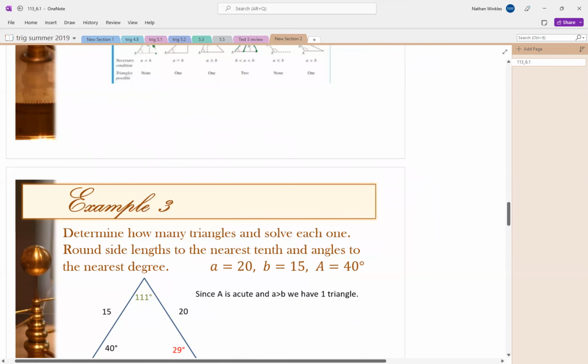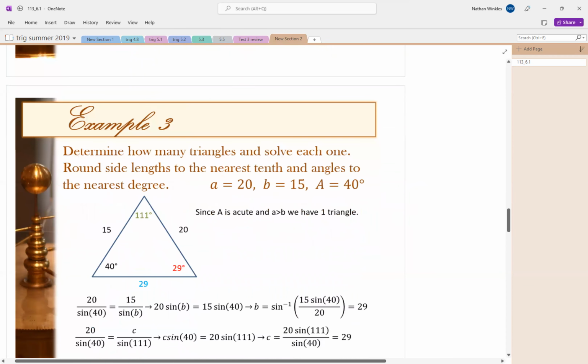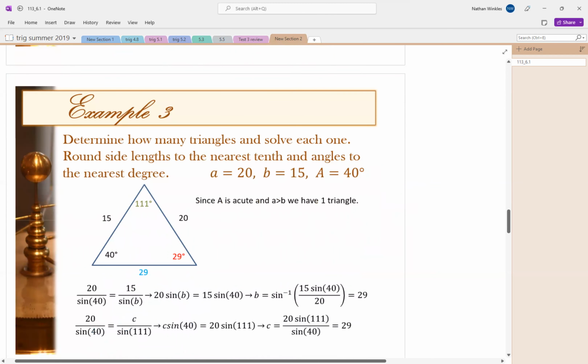So this is what we know here. I'm going to go ahead and put it all right here on the screen. It says, determine how many triangles and solve each one if there's more than one. Round our side lengths to the nearest tenth and our angles to the nearest degree.